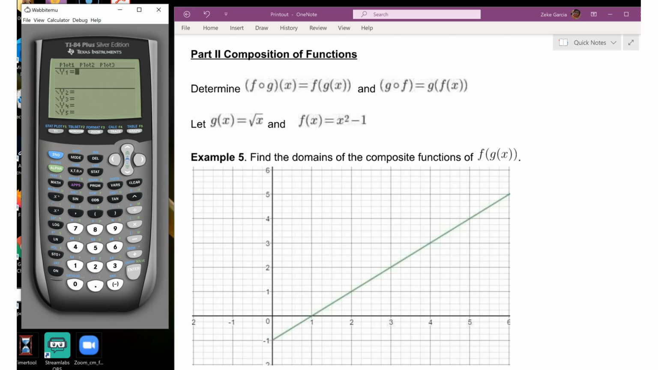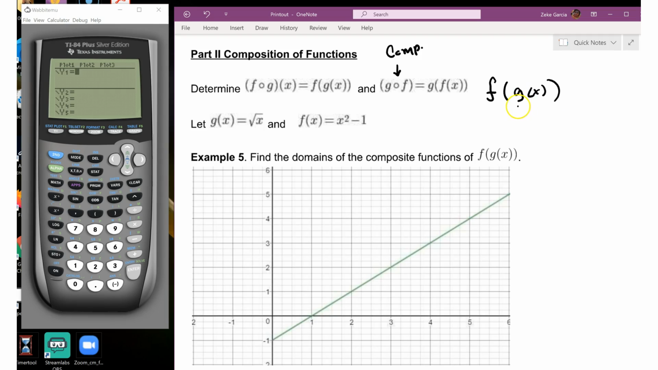This next part, we're talking about composition. And I'm going to remind you, you were taught this in Algebra 2, that little circle means composition. And that means that it's a function within a function. In other words, the input is not a number, but it's an actual function. So the first one that we're going to work with is f of g of x.